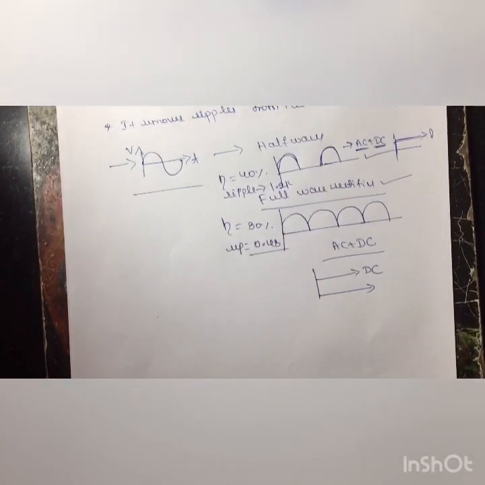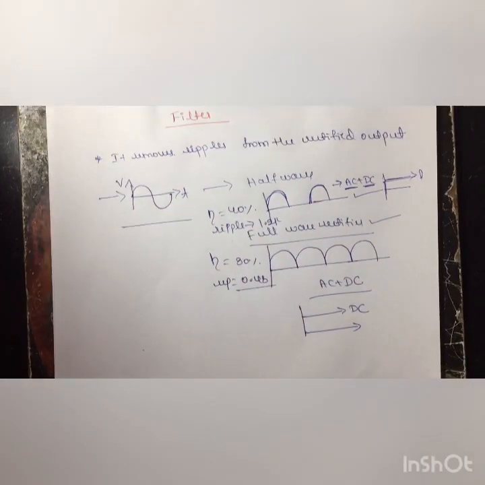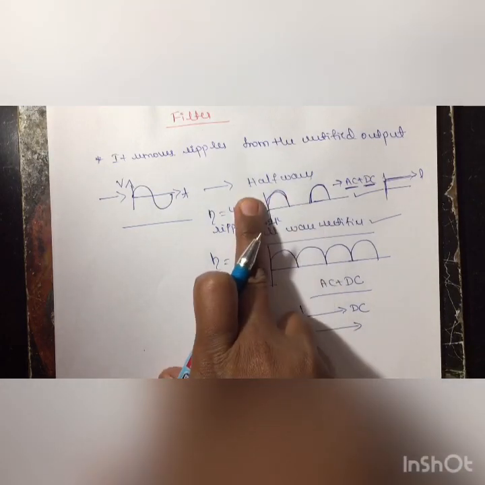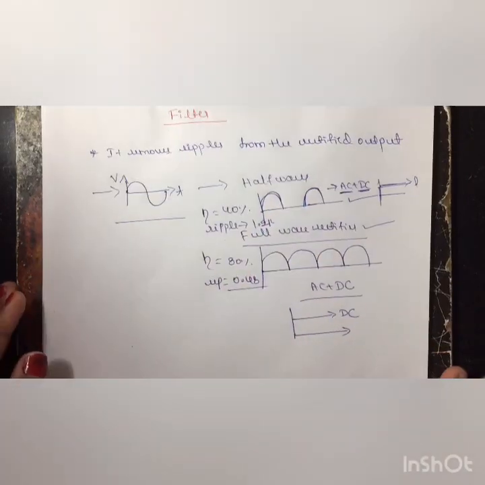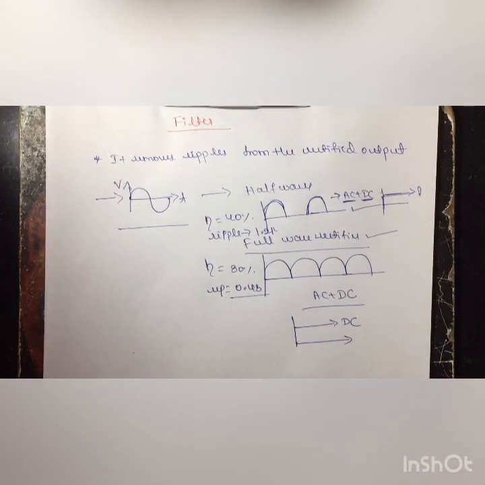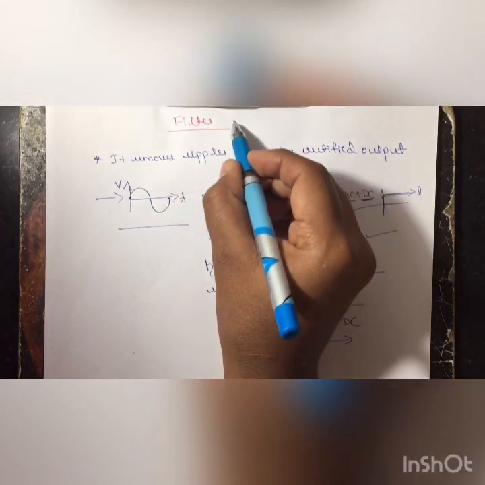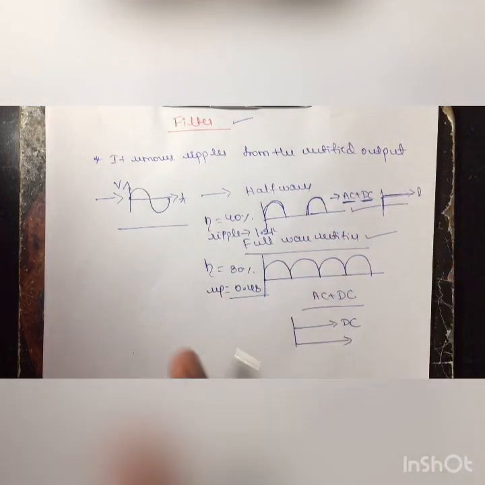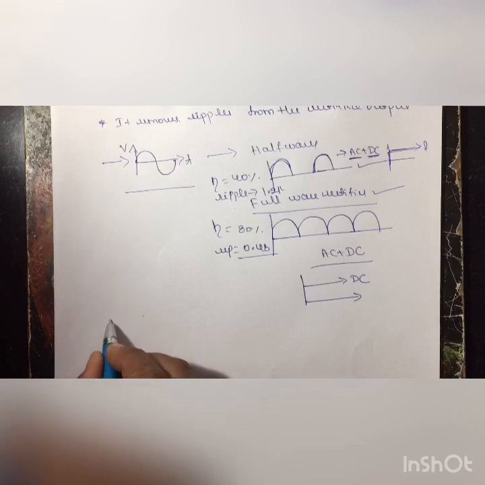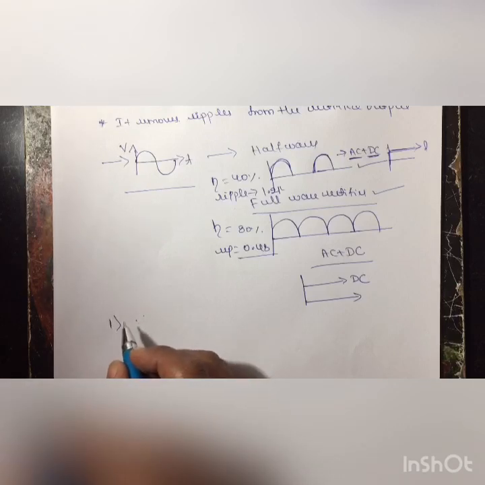So in both cases, the half wave rectifier as well as the full wave rectifier, we do not get pure DC voltage. So what we do is use a filter to get as complete a DC voltage as possible. I told you a filter basically removes the ripples from the rectified output. Actually there are four types of filters, but in your syllabus they have given only three types.